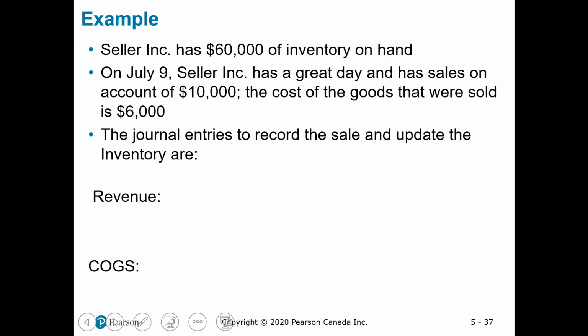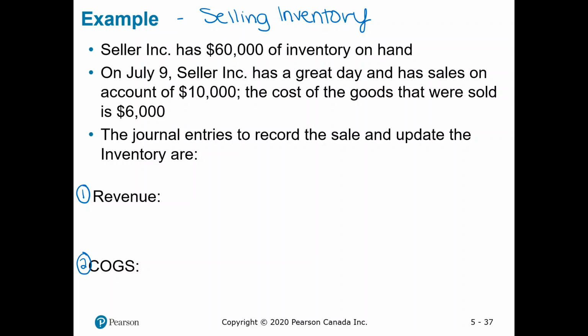Okay, so let's look at an example. So we are now the seller. So we're selling inventory. Seller Incorporated has $60,000 of inventory on hand. On July 9th, Sellers Inc., and that is us, we are seller, they have a great day and have sales on account of $10,000. And the cost of the goods that were sold is $6,000. So the journal entries to record the sale and update inventory are as follows. So the two entries, we're recording revenue and we're also recording the cost of goods sold.